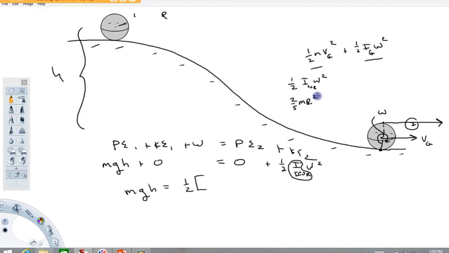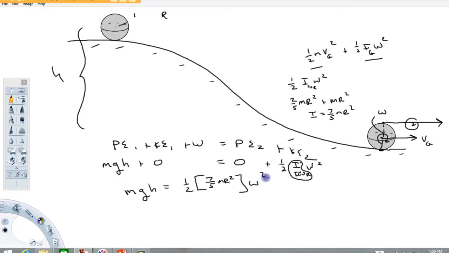That's the moment of inertia of a spherical type geometry. And then we're just going to tack on an m times r squared for the fact that the axis is moved. So the moment of inertia of this object about the instantaneous center of rotation is going to equal 7/5 mr squared. So I'm just going to tack that on, 7/5 mr squared. There's my moment of inertia for this animal, and then times omega squared.